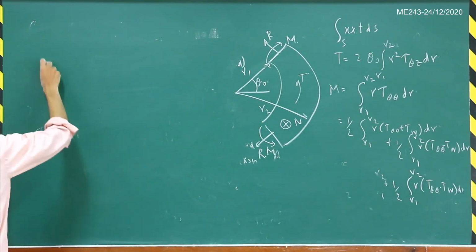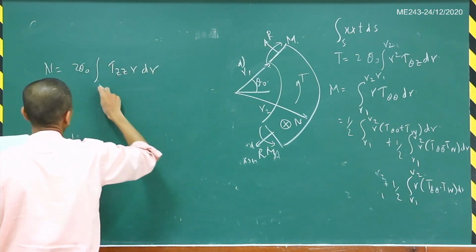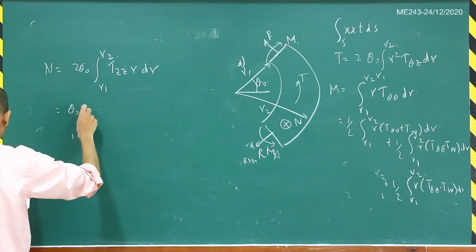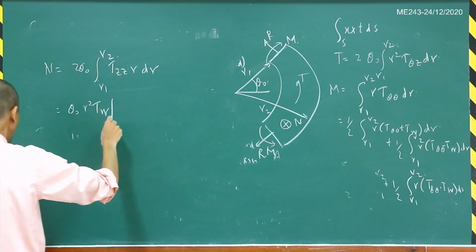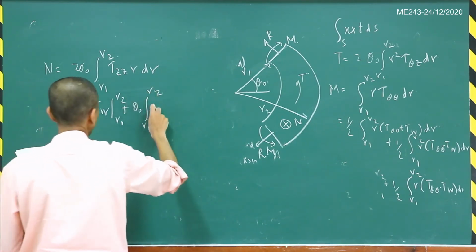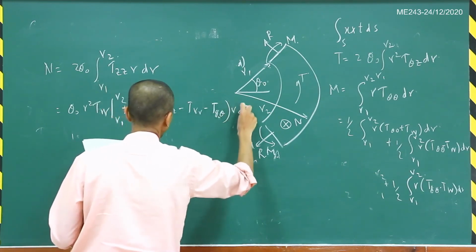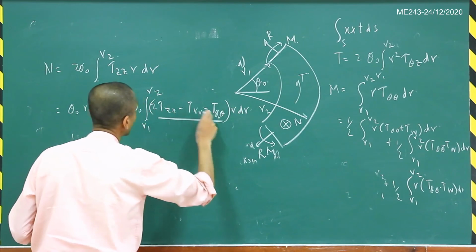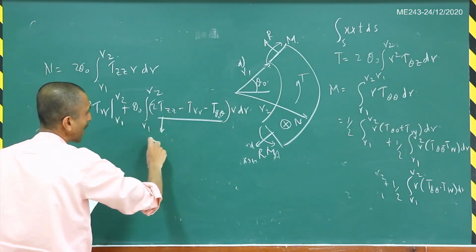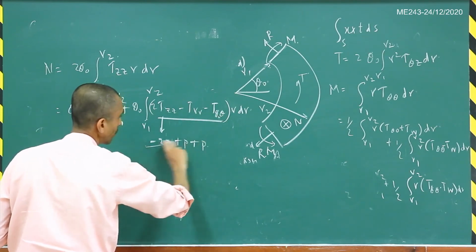So n will be equal to 2 times theta naught times the integral of tau zz times r times dr from r1 to r2. Okay, and after a series of manipulations, what you will get is theta naught times r square times tau r r evaluated from r1 to r2 plus the integral from r1 to r2 of 2 times tau zz minus tau r r minus tau theta theta times r times dr. So you will see that the manipulations are done such that the pressure part will get cancelled, right? The tau zz will involve a minus 2p, and then this will be minus of minus, so this will be plus p, and again this will be minus of minus, so this will be plus p, and so the pressure part will get cancelled here.